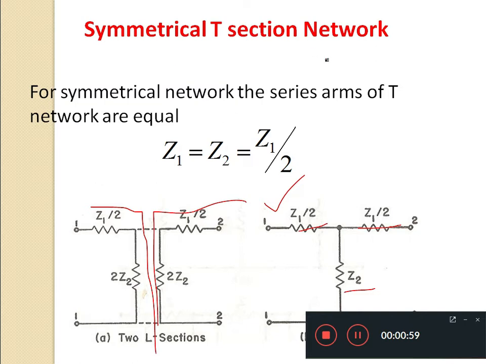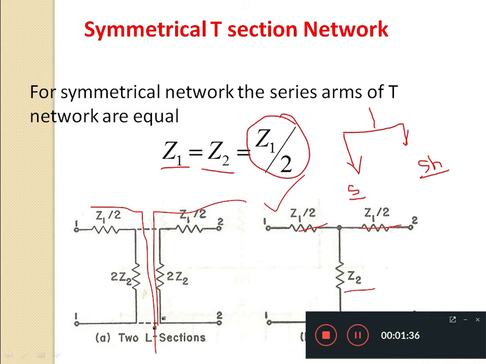Here is the symmetrical T network. For a symmetrical T network, there are the series arm impedance and the shunt arm impedance. Basically the network is categorized into two parts, which are called the series arm and the shunt arm. The series arm is connected in series, and the shunt arm is connected in parallel, so the impedances are given as Z1 and Z2, which is equal to Z1 by 2.